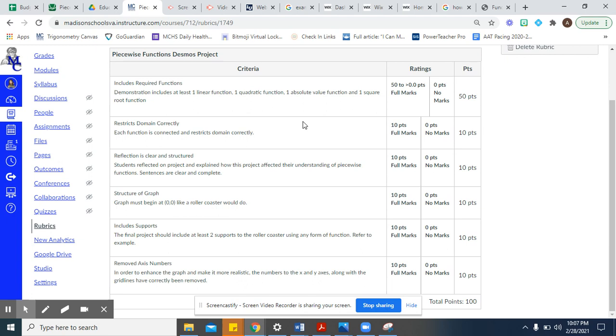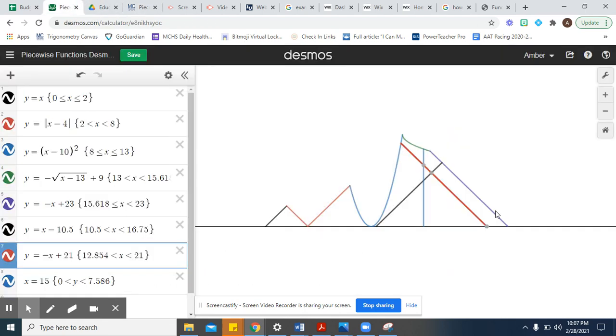If we look at the rubric here, you want to make sure you include a reflection on the project to explain how this project affected your understanding of piecewise functions. This project is designed for me to clearly see that you understand what a piecewise defined function is, and you understand how to correctly restrict the domain and the range when necessary. The graph must begin at 0, 0, just as it would be realistic to do so. So if you look here, I can show you.